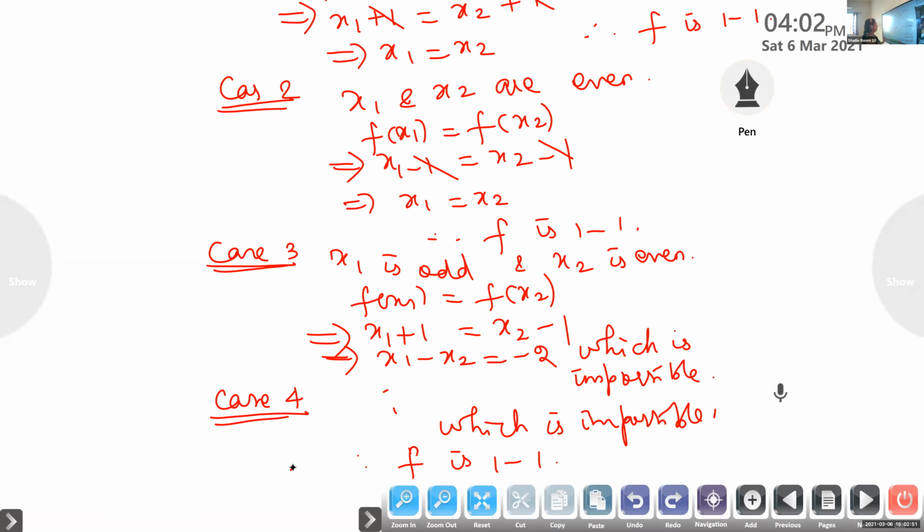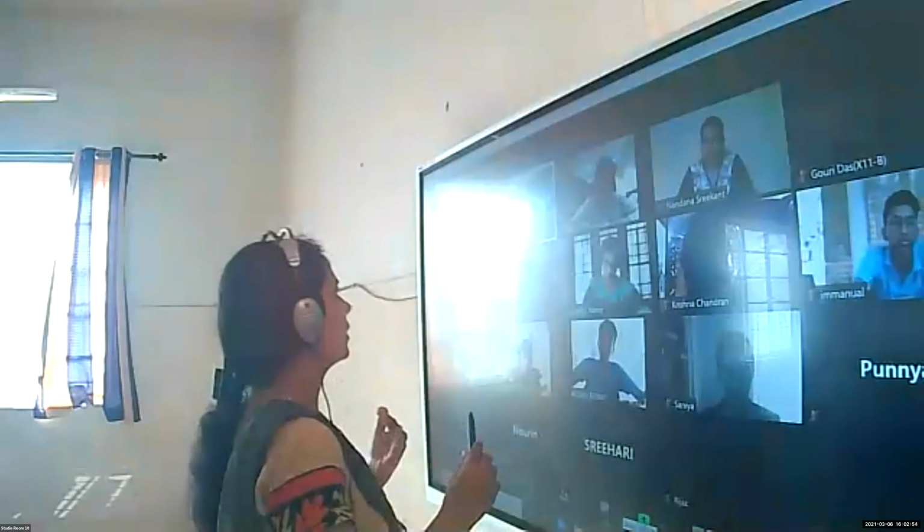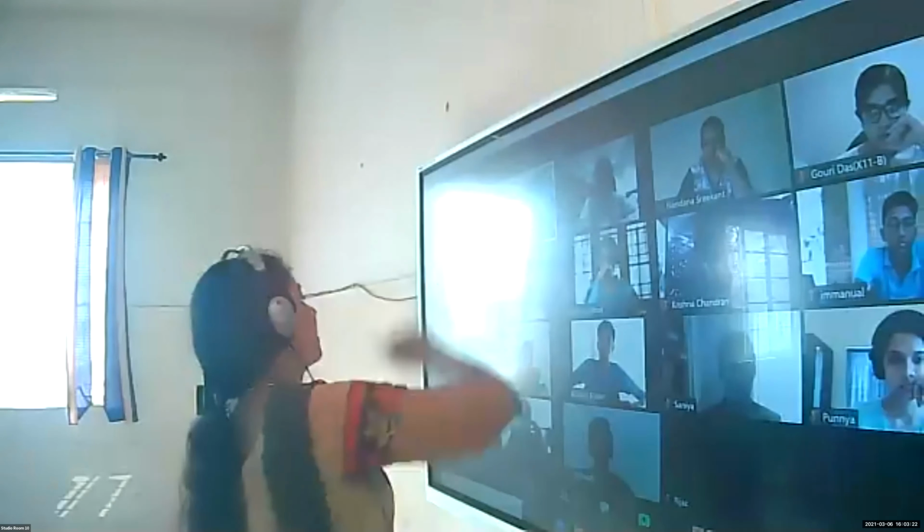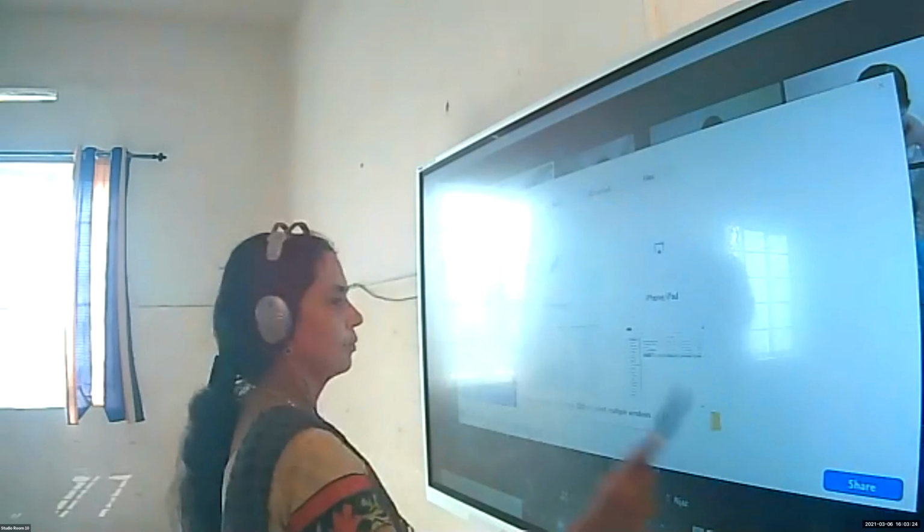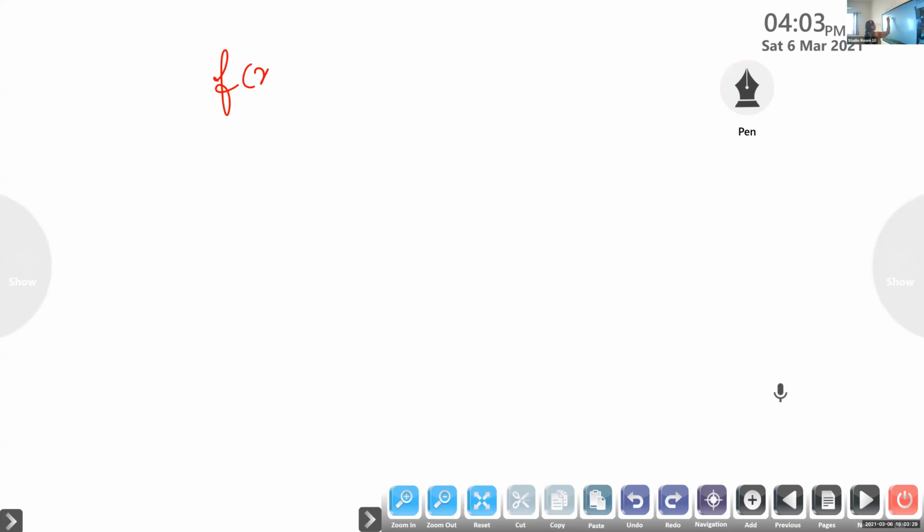You can consider the same function. I'm writing the function again. F of x is defined as x plus 1 if x is odd, and x minus 1 if x is even. Okay, we have to prove it is onto.